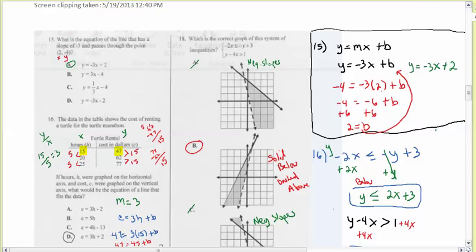Okay, and now I'm going to go ahead and just do the math. I've got a 6, and now -6 and -4, add 6 to both sides, I get b is 2. So I'm going to take that 2 and plug it back in, and I got -3x plus 2. So that's why I got letter A.